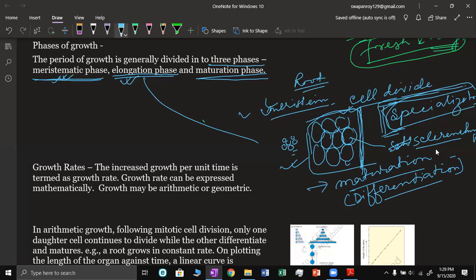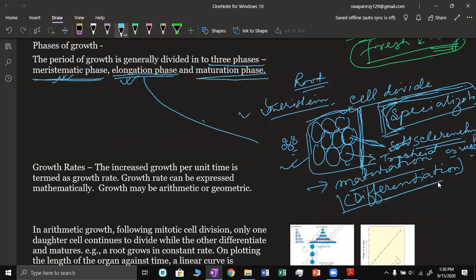Sclerenchyma fiber, the cell will elongate, its cell wall will increase, cell wall will become very thick, it will be lignified. So this will assume a different shape. Some cells may be required to change into tracheids or vessels.